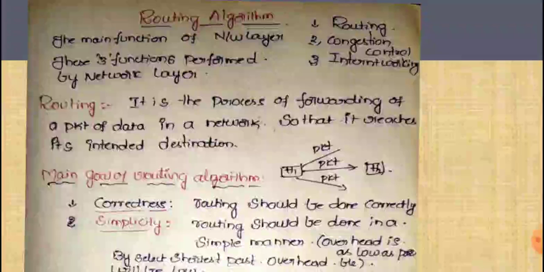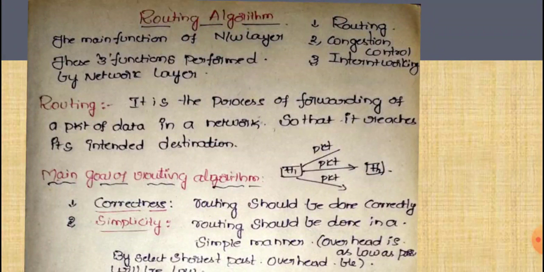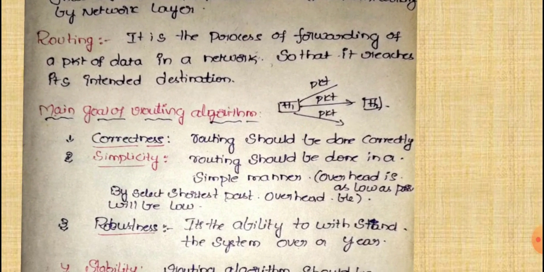Forwarding handles each packet as it arrives, looking up the outgoing line to use for it in the routing table. These are the things noted down by each and every router during transmission of the packet from source to destination, or from one router to another router. So what are the main goals present in a routing algorithm?